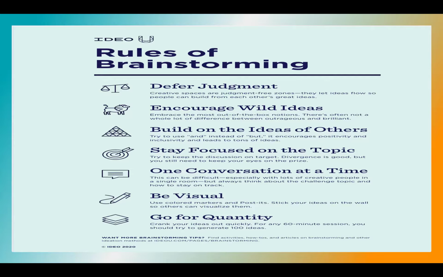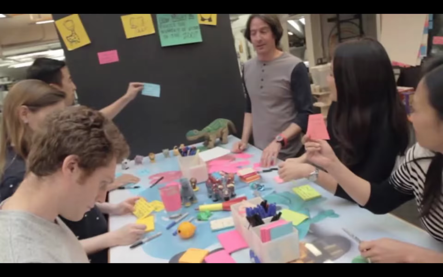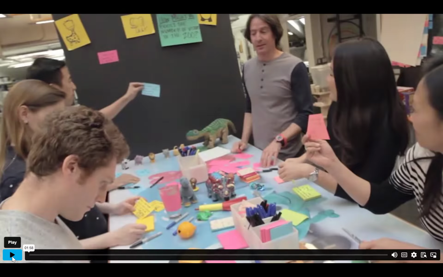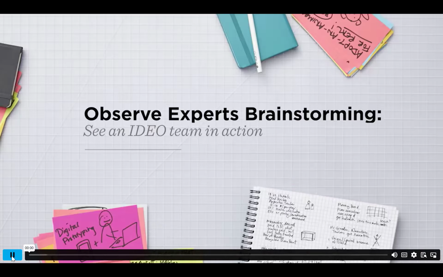Stay focused on the topic and one conversation at a time. This is what your facilitator should be doing, just in order to keep the ideas around the central theme. If they go too far off, you might put them in a parking lot, but you want to encourage people, and say, no, let's focus on our problem here. Be visual, use color markers and post-its and draw pictures, and that'll help with your creativity. And go for quantity. In order to have good ideas, you have to have lots of ideas. Okay, so here is IDEO's method.